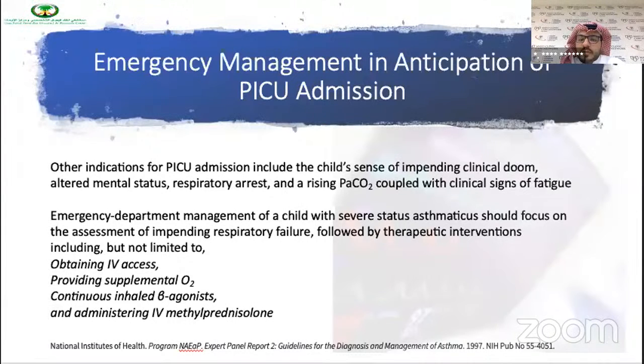Emergency department management of a child with severe asthma should focus on assessment of respiratory failure, followed by therapeutic intervention, including but not limited to obtaining IV access, providing supplementary oxygen, continuous inhaled beta agonist, and also administration of corticosteroid in the form of either IV methylprednisolone or dexamethasone.